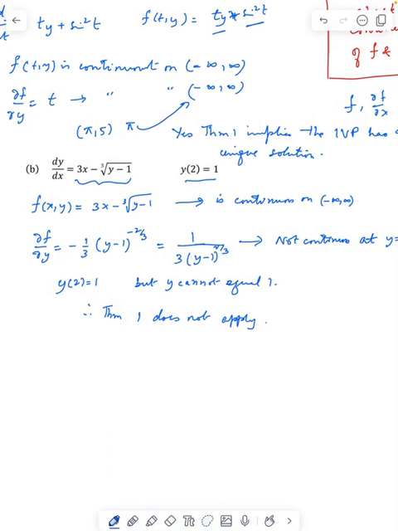So that's all. That's what you have to do. So check the continuity of f and partial f by partial y. So this is the end of section 1.2.